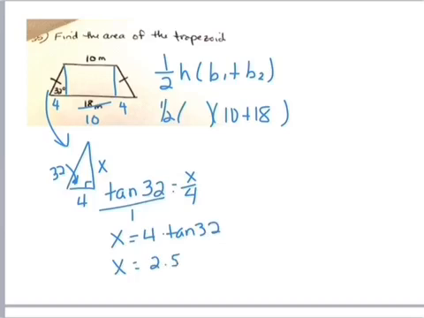And now I can come back to my trapezoid formula and put in 2.5 for my height. And if I multiply 1/2 times 2.5 times 28, I'll get 35. And this was square meters.